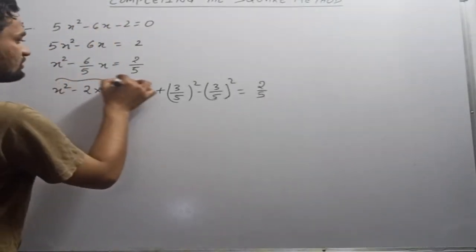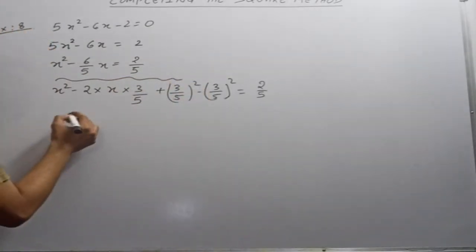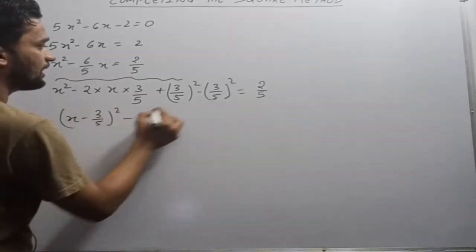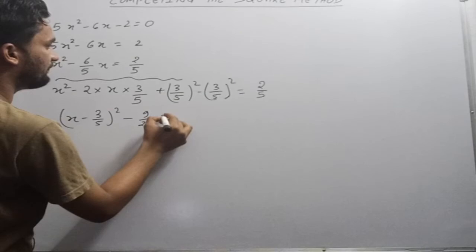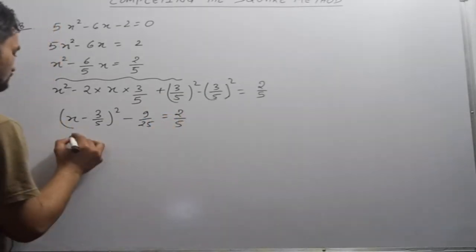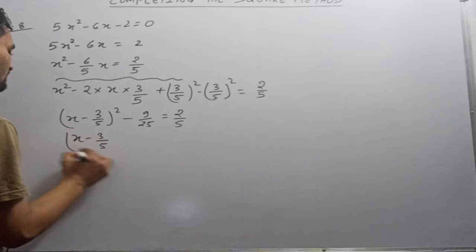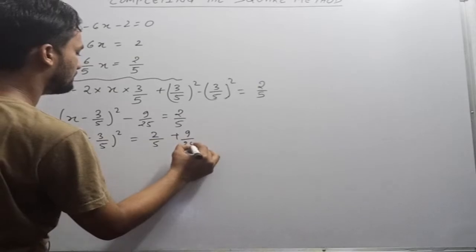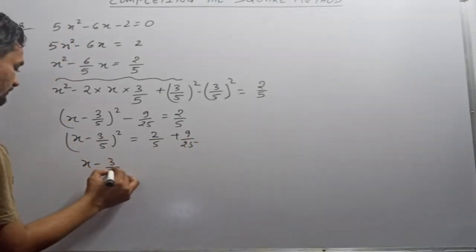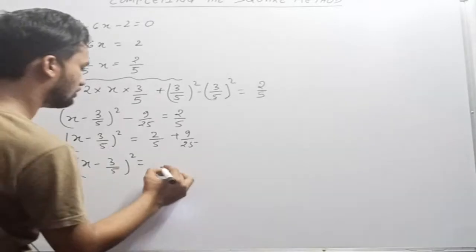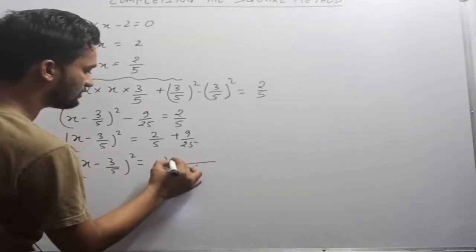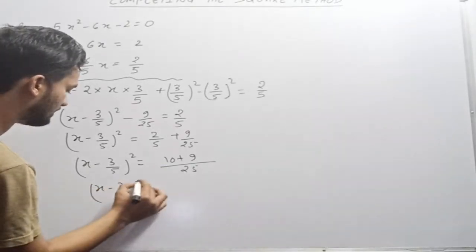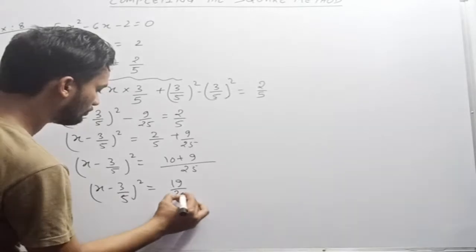Now instead of these terms we can write a minus b whole square. It means x minus 3 upon 5 whole square minus 9 upon 25 is equal to 2 by 5. So this will be x minus 3 by 5 whole square is equal to 2 by 5 plus 9 by 25. So x minus 3 by 5 whole square is equal to, this will be 25, 5 5s are 25, so 10 plus 9. So x minus 3 by 5 whole square must be equal to 19 by 25.